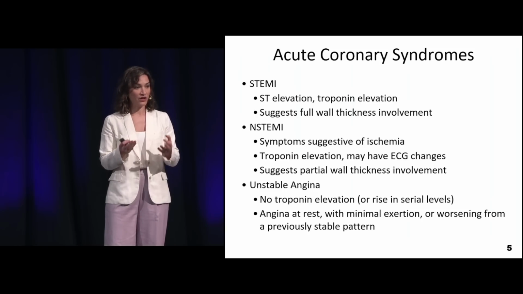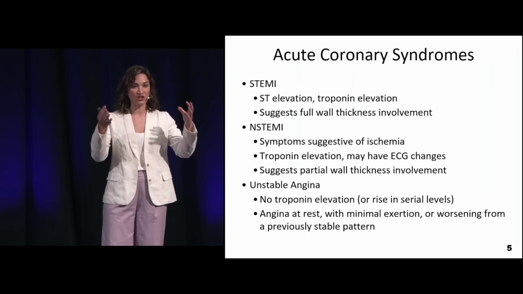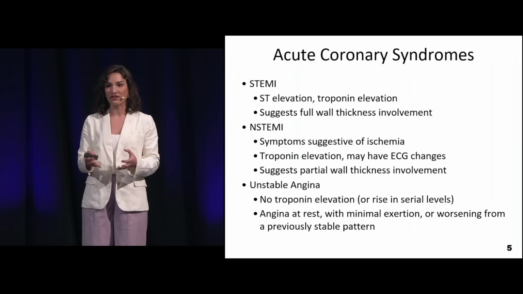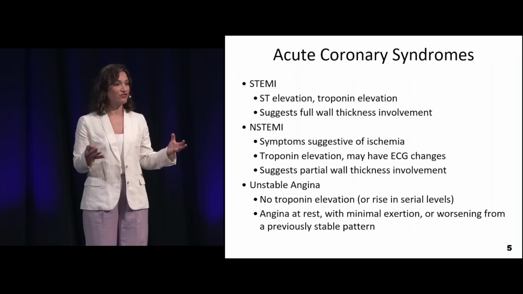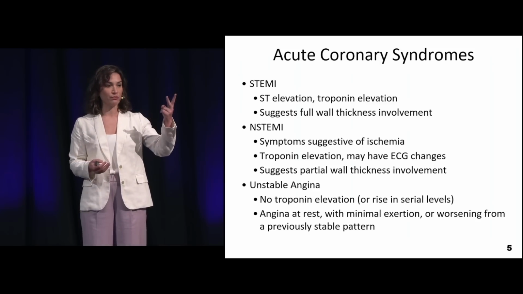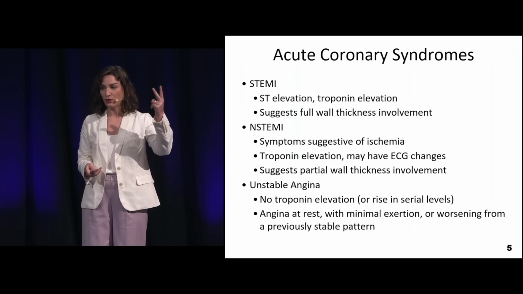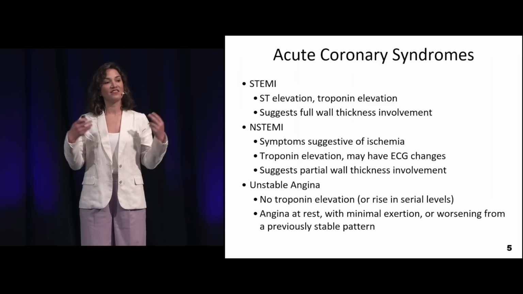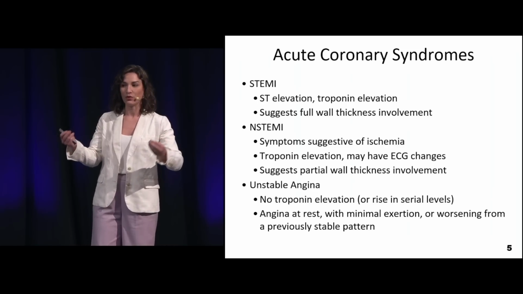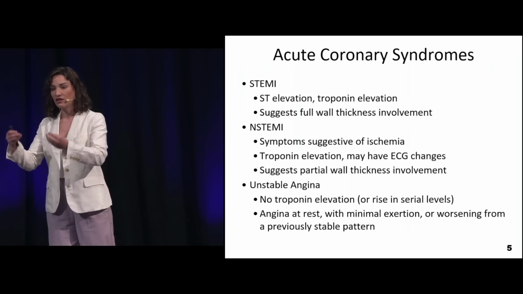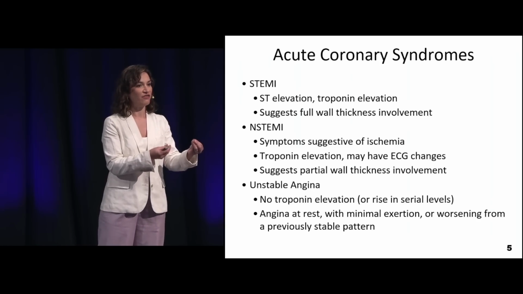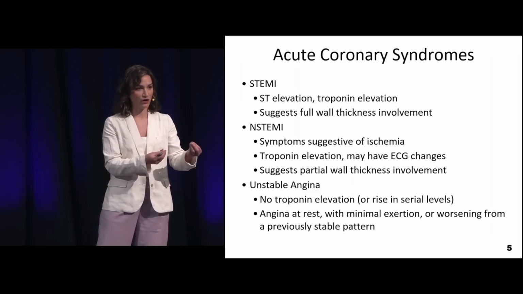Traditionally, STEMI on an EKG, of course, is ST elevation. You can see it on the EKG. It's in a predictable pattern, and it's in contiguous leads. We're going to talk about that. You also have troponin elevation. So the definition of STEMI is the EKG changes and troponin elevation. You have to have those two things to have a STEMI. It suggests full wall thickness. Again, this is the traditional idea behind a STEMI. We say if someone's having a STEMI, they have these EKG changes, they have a positive troponin, we're thinking that they probably have full wall thickness involvement of their heart.